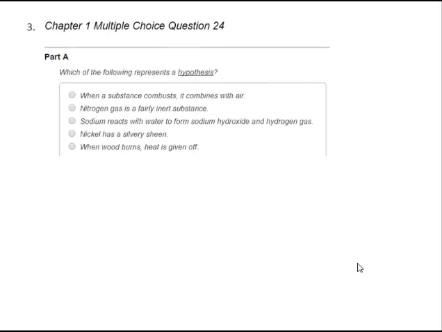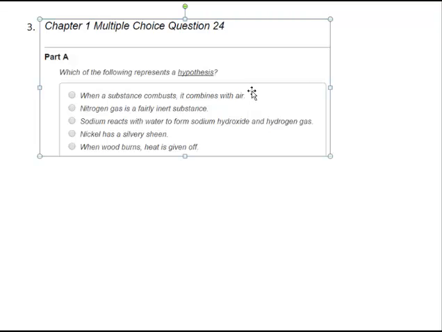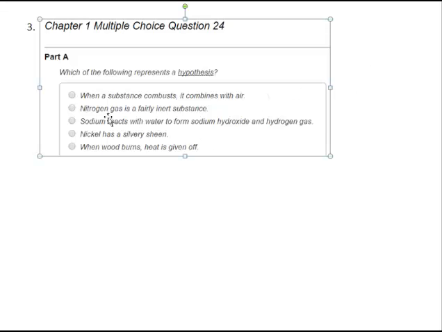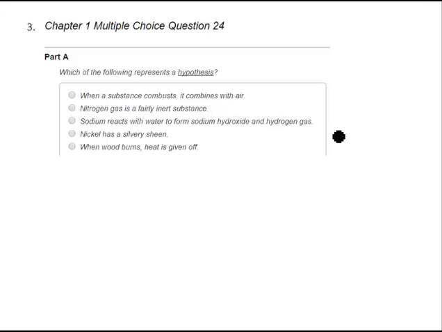Question number 3. Which of the following represents a hypothesis? Again, I want you to focus on these concepts of the scientific method. And this one, what constitutes a hypothesis? The correct answer here is actually this first one. But let's consider these others. First, nitrogen gas is a fairly inert substance. Now, if you reacted nitrogen with a number of substances and saw that it rarely reacted, that would be an observation. A bunch of observations could lead to making a hypothesis, but an observation is not a hypothesis. In this particular case, sodium reacts with water to form sodium hydroxide and hydrogen gas.